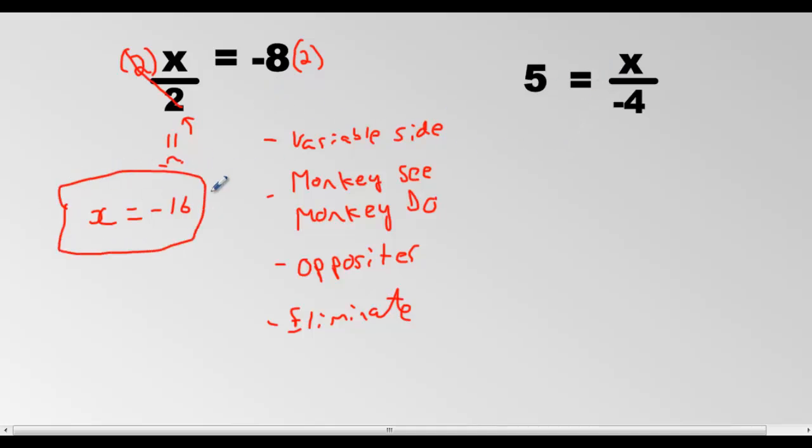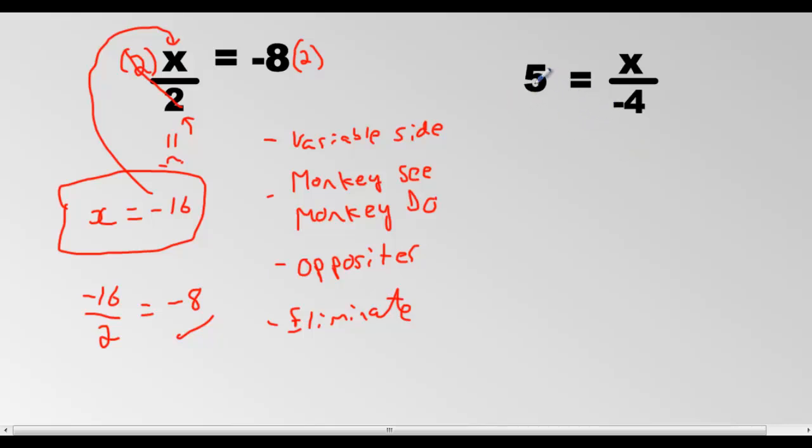Now, we can check this by substituting negative 16 back into the original equation, and that would get us negative 16 over 2 equals negative 8. Is this a true statement? Is negative 16 divided by 2 worth negative 8? And yes, it is. This is correct.